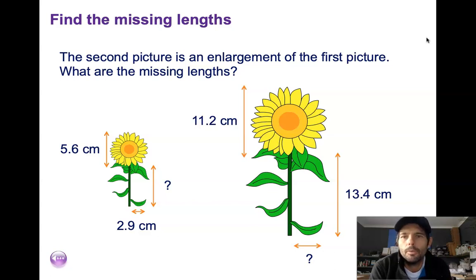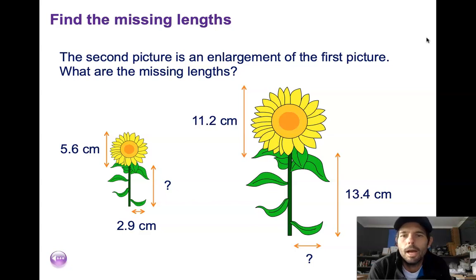Okay, so here are some real life examples. Here they want to know the value of the missing lengths. So you need to take corresponding sides. If you have a look at the 5.6 on the left, that is the height of the flower. That has been doubled to 11.2. So those are the two corresponding measurements, which means that my scale factor is 2.